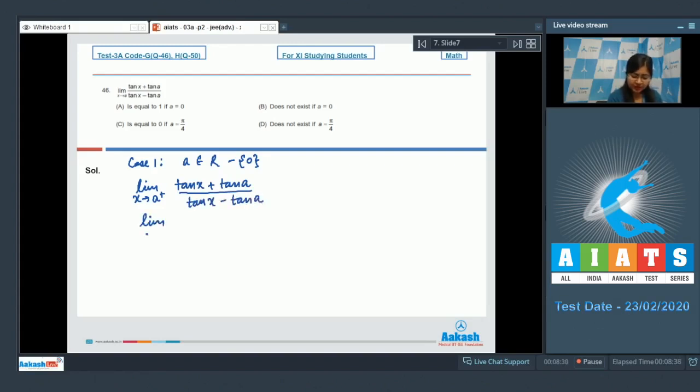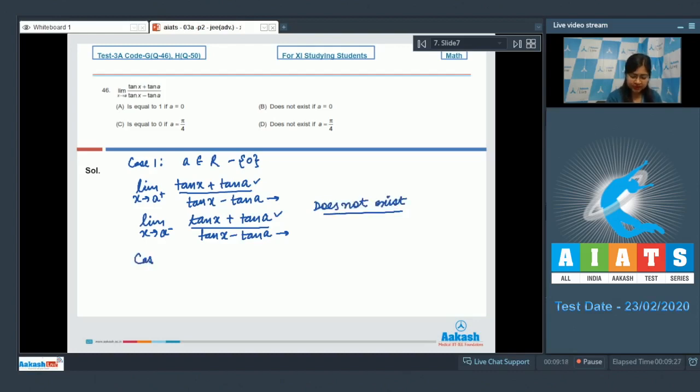And when we find limit x tending to a minus of tan x + tan a divided by tan x - tan a, we see that these two are definitely not equal to each other, because when x is tending to a, numerator of both are tending to 2 times tan a. But if we talk about denominator, then these both will give opposite sign. So if one is tending to infinity, then other will tend to minus infinity. So the limit for a belonging to R minus 0 does not exist.